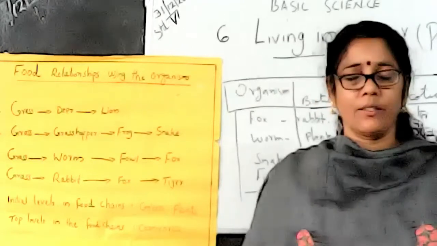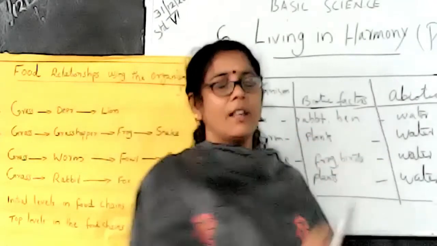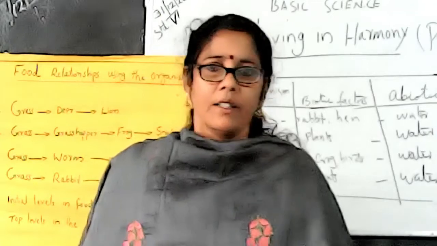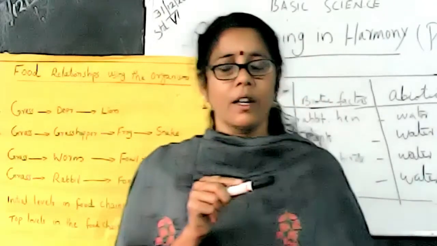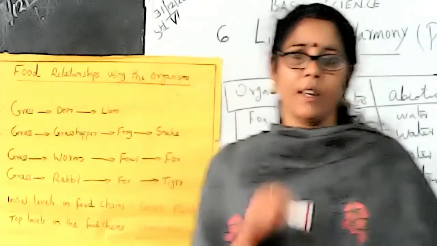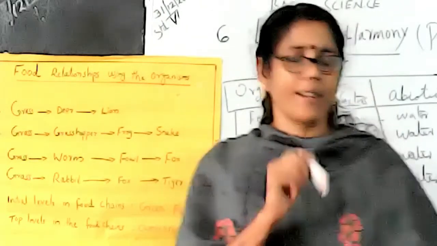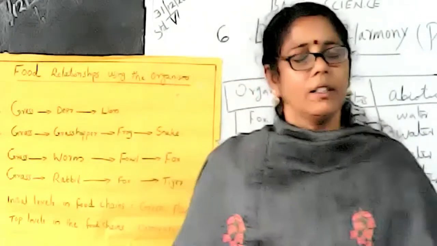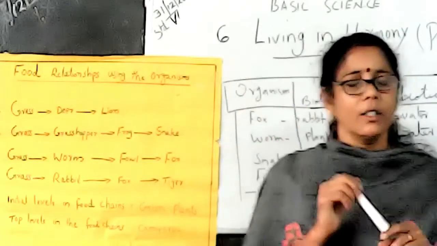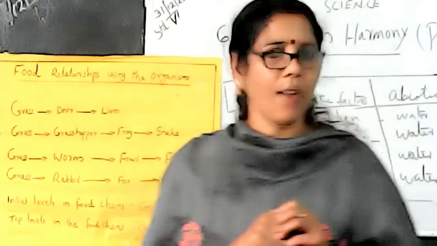In the case of abiotic factors, the non-living components in our surroundings are called abiotic factors. Let us know what is meant by biotic and abiotic factors. Then you have to classify them as biotic factors and abiotic factors.